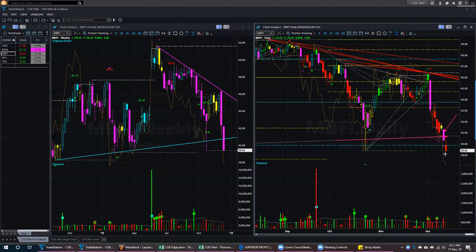So it has broken below memory support in daily. In weekly, that memory support is still there. It has broken below that. It is already far from the recent high. So stop will be very far. We are not going to short using daily chart.